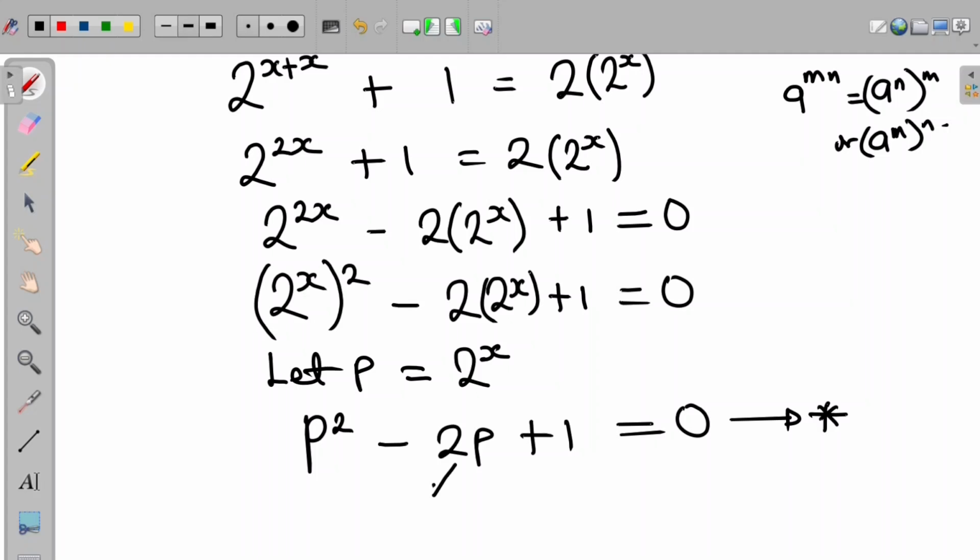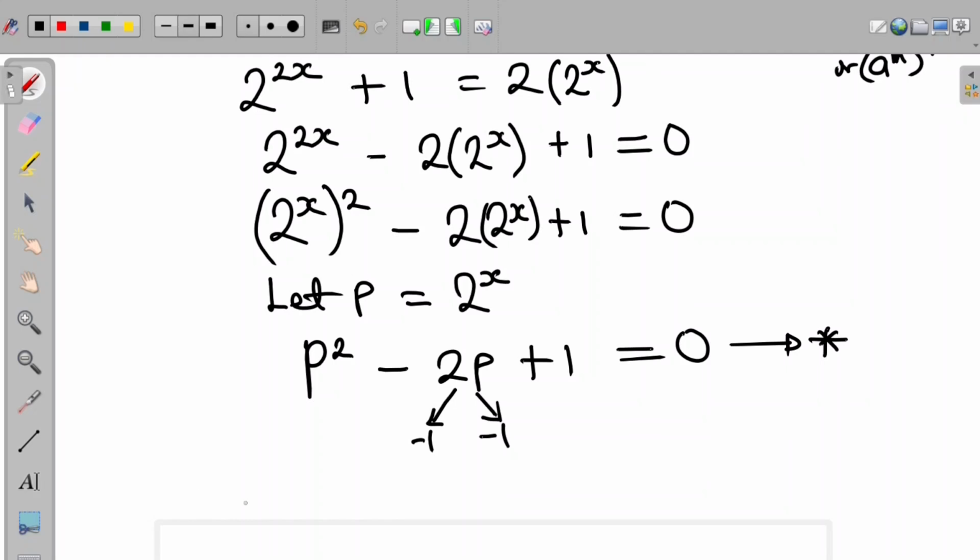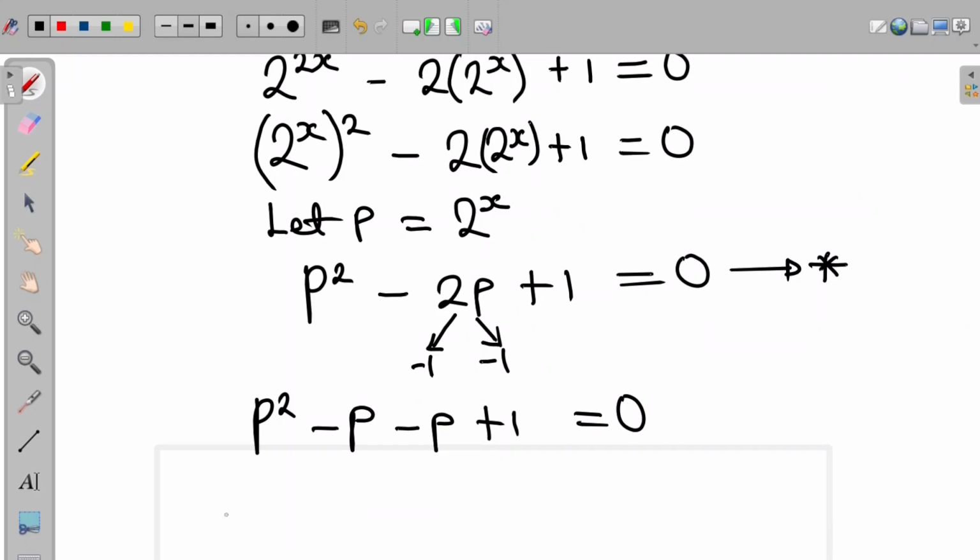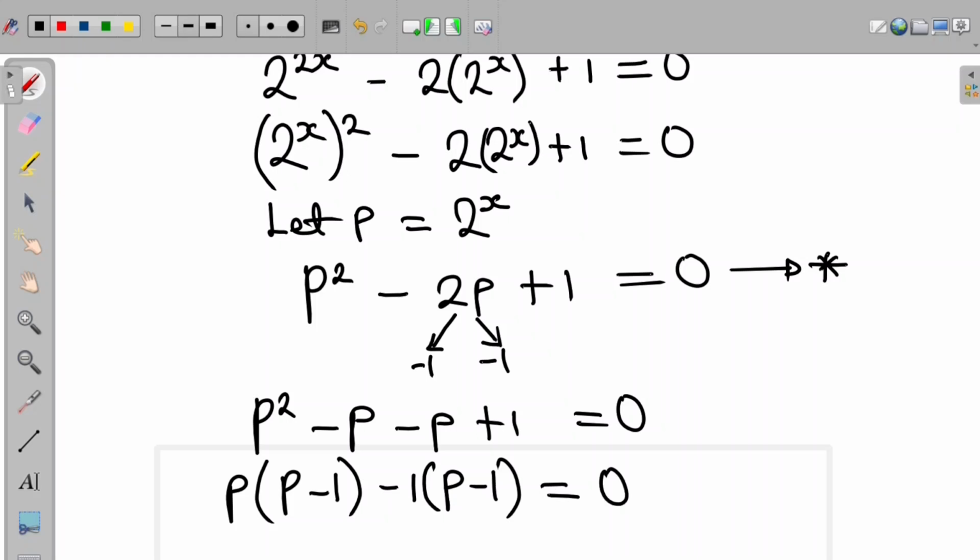So I will look out for two numbers that when I add them, they will give me -2. When I multiply them, they will give me +1. And those two numbers are -1 and -1. Thus, I will have it that this becomes p squared minus p minus p plus 1 equal to 0. So if I group my terms, I will have that p, open the bracket, we have p minus 1 minus 1, p minus 1 equal to 0.